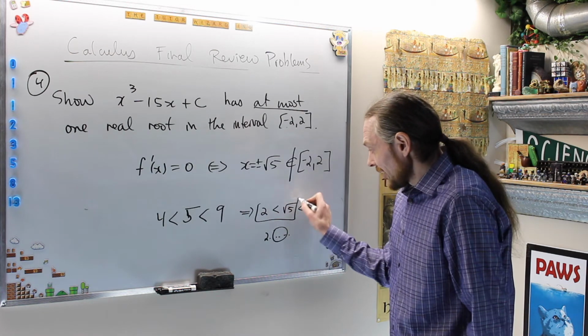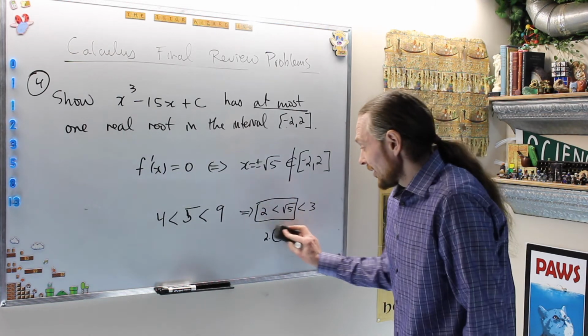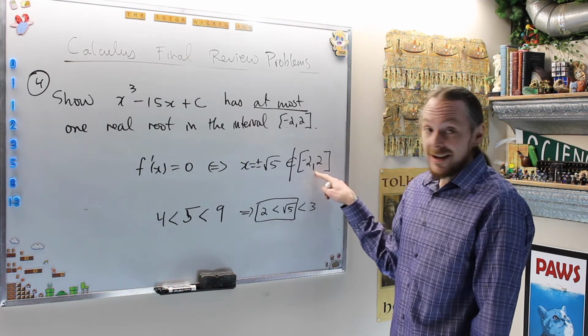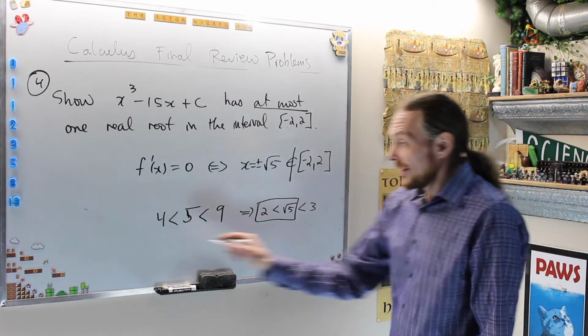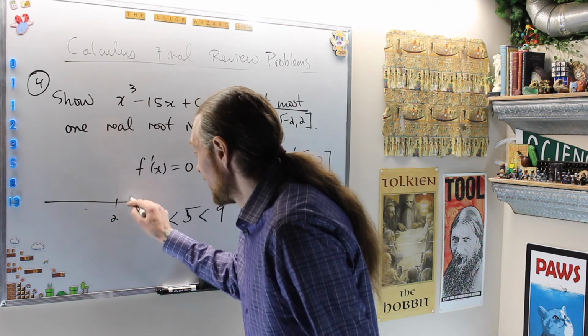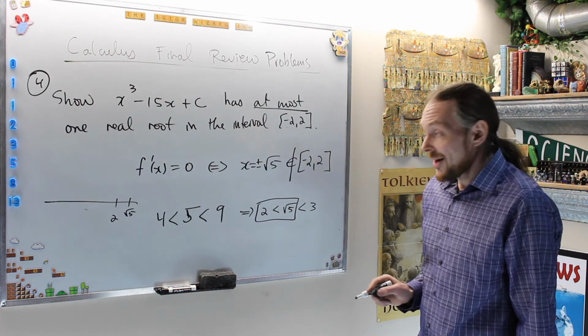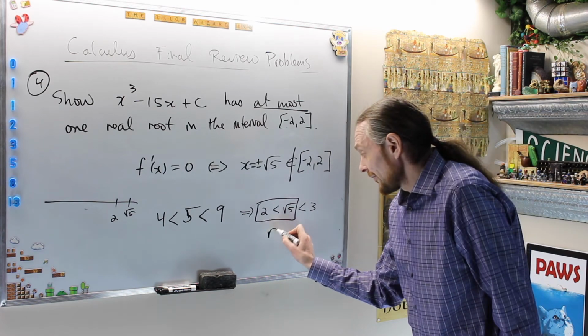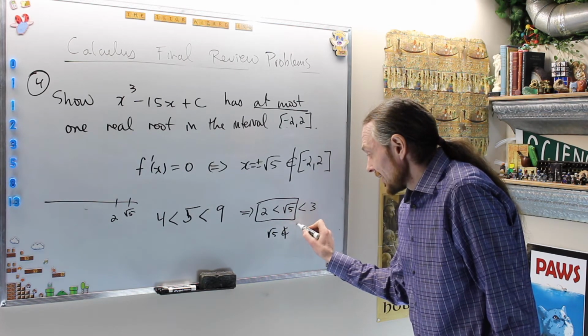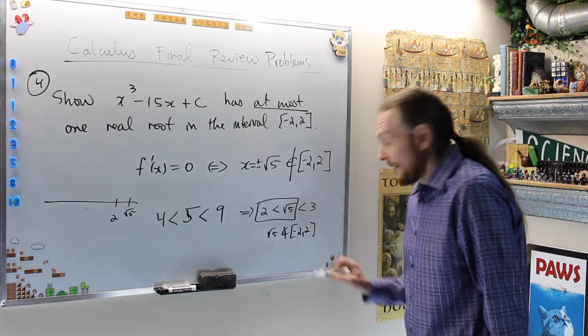Or it's strictly larger than 2. It being strictly larger than 2 tells me what? It's not in here. It's larger than 2. If you look at the axis, here's 2. Root 5 is 2 point something. It's larger than 2. It's not in that interval. So root 5 is not in -2, 2.